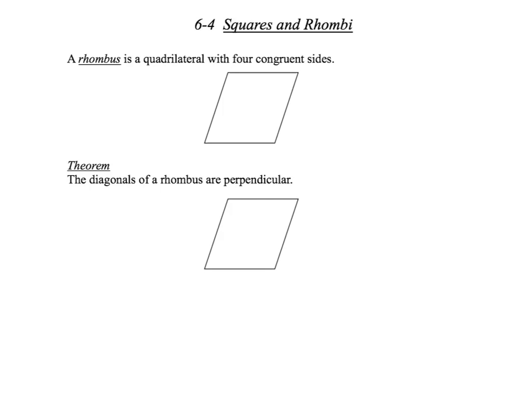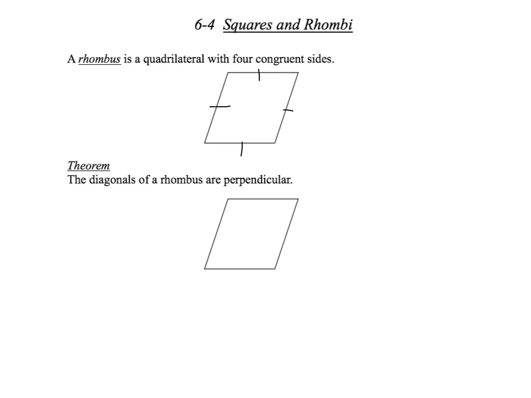In this next section of 6.4, we're going to talk about squares and rhombi, their characteristics and their properties. A rhombus is simply a quadrilateral with four congruent sides. So we're looking at a four-sided figure where all of your sides are going to be congruent. That's the simple definition for a rhombus.